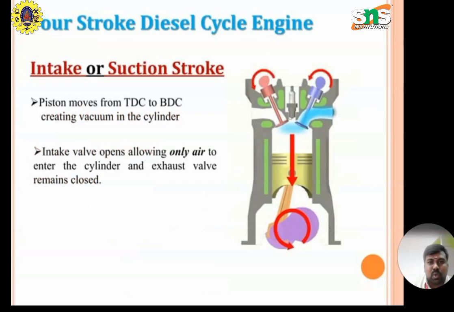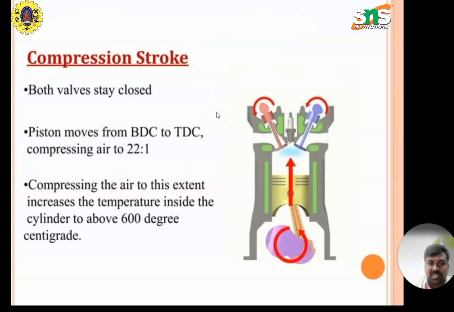So this is the 4-stroke diesel engine cycle. There are 4 strokes. The first one is the intake or suction stroke. During the suction stroke, the piston moves from the top dead center to the bottom dead center, creating a vacuum inside the cylinder. The intake valve opens, allowing only air to enter the cylinder, and the exhaust valve remains closed during the suction stroke.